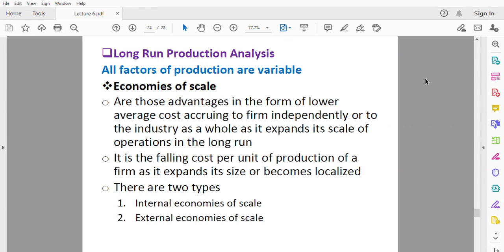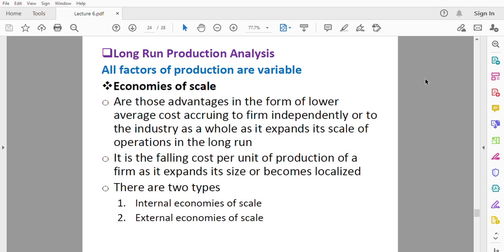Welcome back, friends. So we want to talk about, all along we've been talking about short run production analysis, where at least one of the inputs is fixed, so you can't change it in the short run. But in the long run, all factors are variable. All factors can be changed in the long run, and there are some important facts to know about the long run production analysis. What we want to talk about is economies of scale.